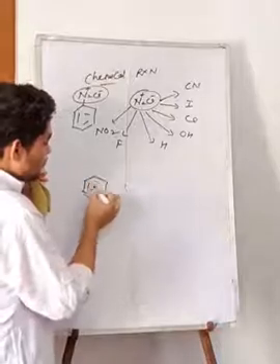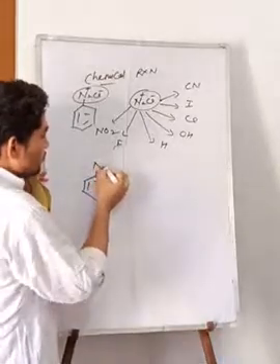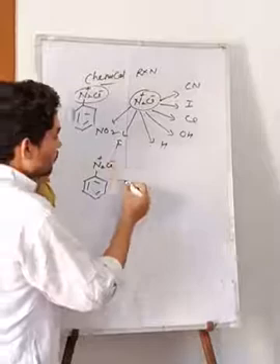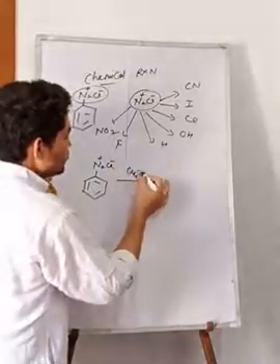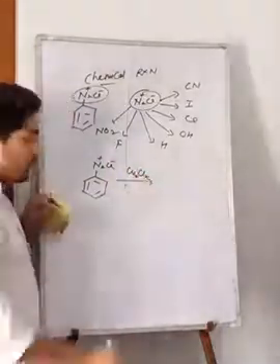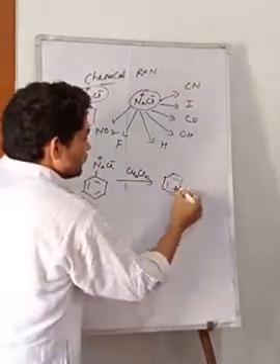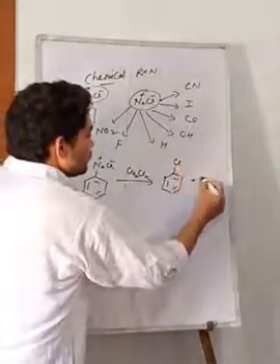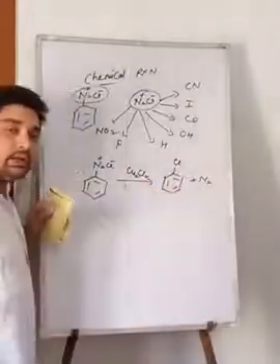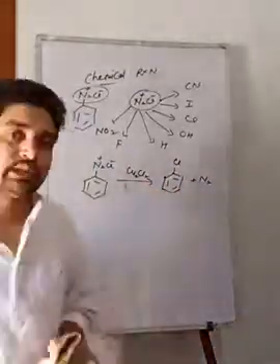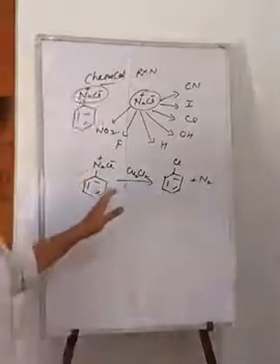Here this diazonium salt, when treated with Cu2Cl2, cuprous chloride, there is the elimination of nitrogen gas and the formation of chlorobenzene. This is an example of the Sandmeyer reaction.